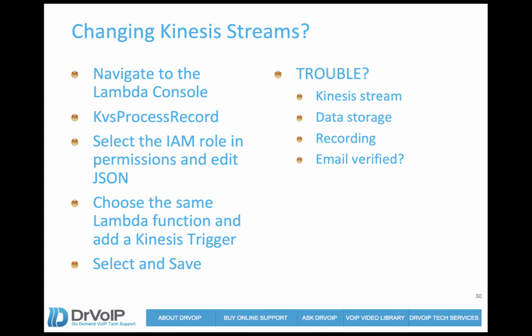While you're troubleshooting, you're going to look at your Kinesis streams. You're going to check the data storage options. You're going to verify that you are in fact recording. I mean, step one, go to the S3 bucket and see if the recording is there. If it's not there, we're going to have to go figure out why. And was the email verified? And I'll walk you through that process as well. So let's go ahead and log in and take a look at some of these configuration options.